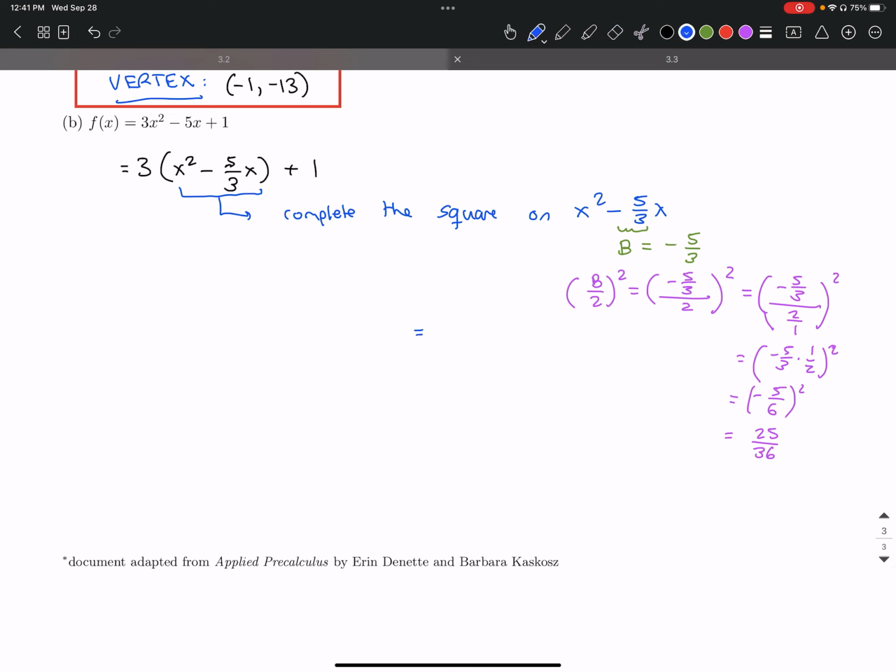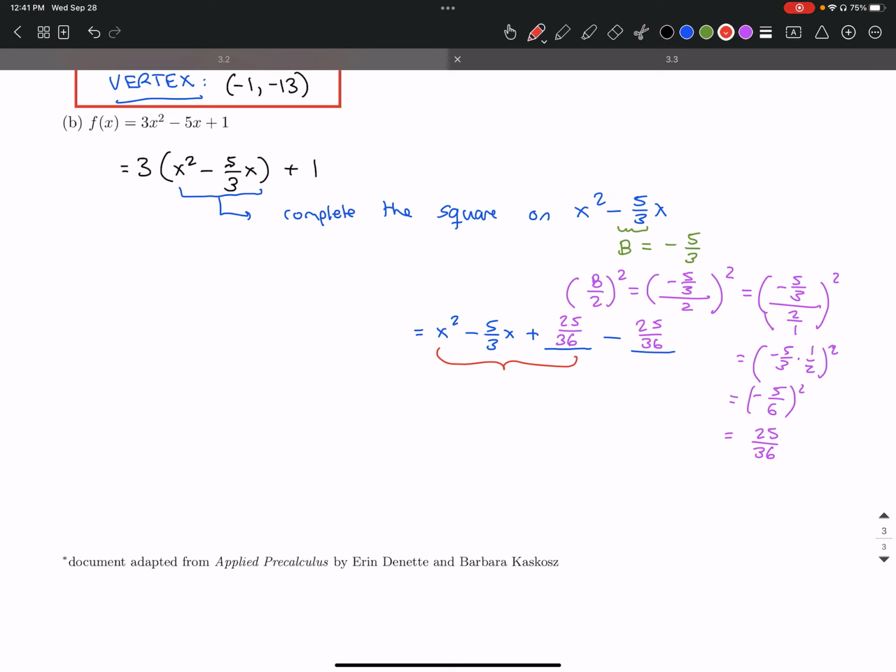This is the magical number that I need to both add and subtract from x squared minus 5/3 x in order to guarantee that the first 3 parts factor into what we call a perfect square. Hence, this is called completing the square. So we're going to add and subtract 25 over 36 from this, and we're going to take a look at what all of this might factor into.